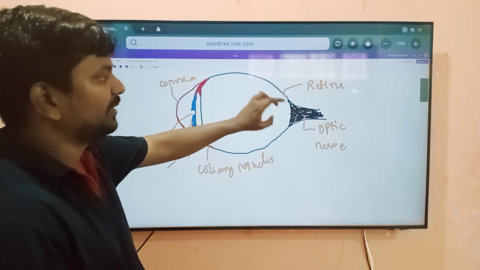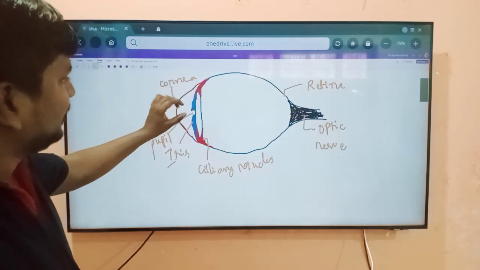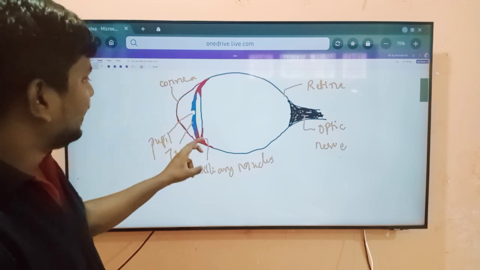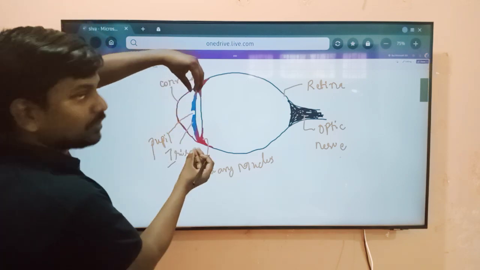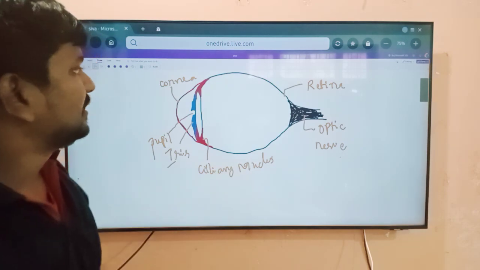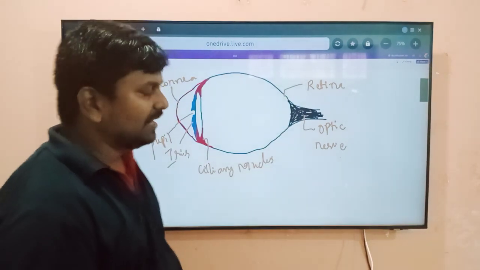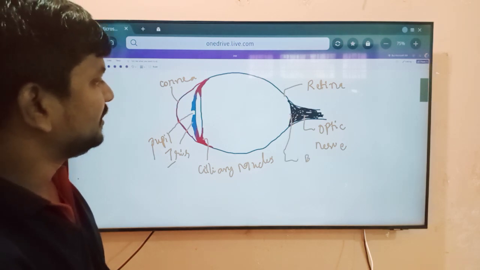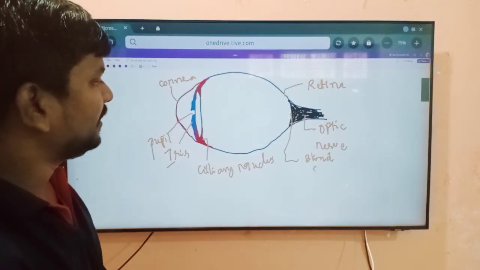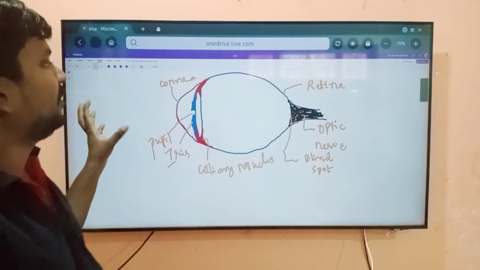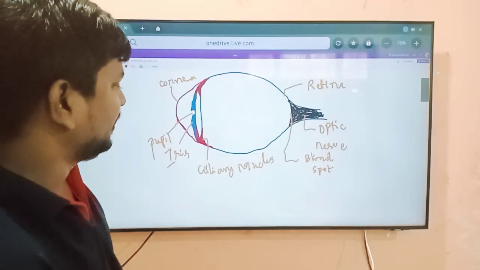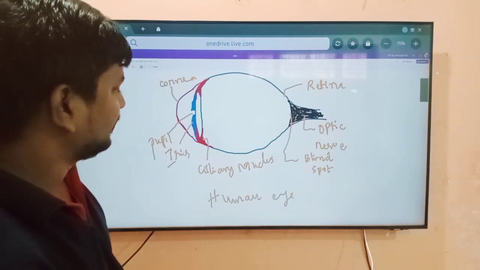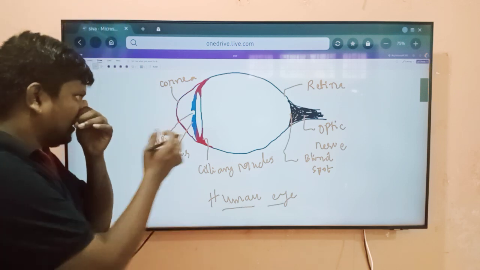So here it will be the retina, here the optic nerve, and at the front portion the cornea, pupil, and iris. You can take these two as the iris, and the ciliary muscles, this and this one, where the lens is held. This portion will be considered the ciliary muscle. So this is the retina, the optic nerve, and the blind spot. Here it is the blind spot, where the light rays do not meet. So this is the eye diagram, the human eye.